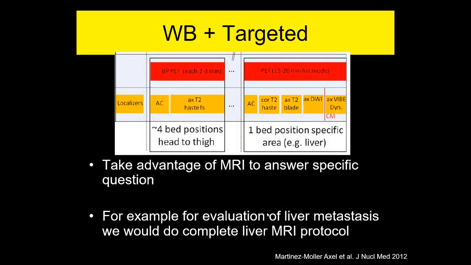But you can also do a whole body plus targeted exam. So here you take advantage of MRI to answer a specific question. For example, to do a locoregional staging that we talked about earlier. I can use a dedicated exam, for example, for rectal or cervical cancer, or a dedicated exam for liver to look for liver metastases in tumors I know are more likely to go to liver. So I want to be able to do a full liver protocol and do a whole body exam.